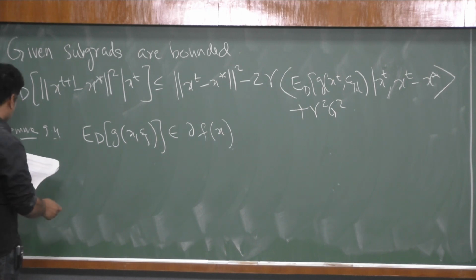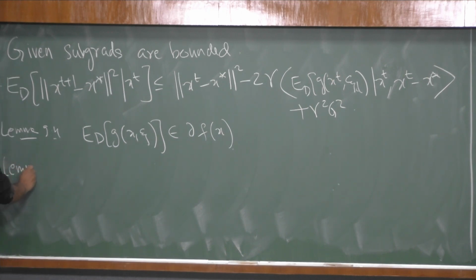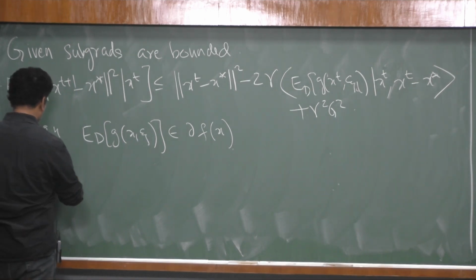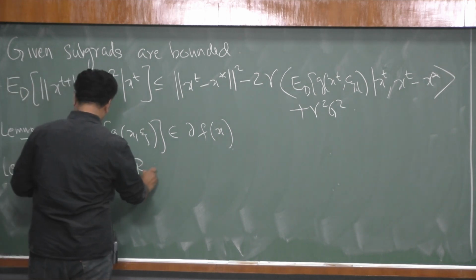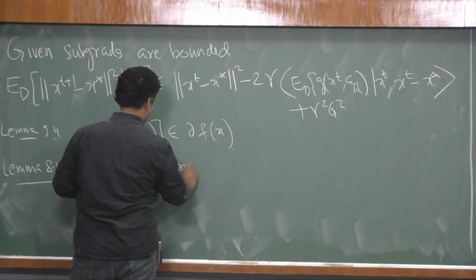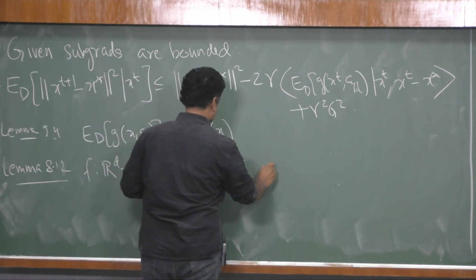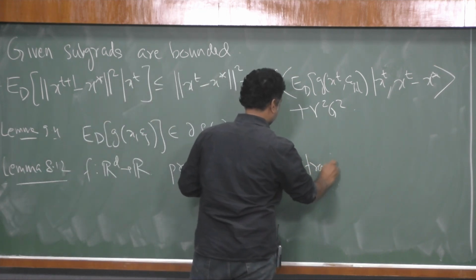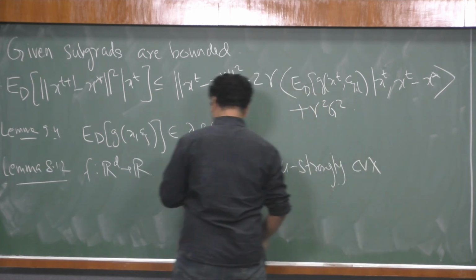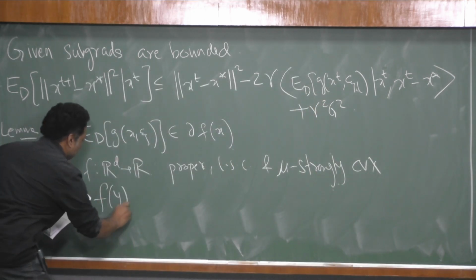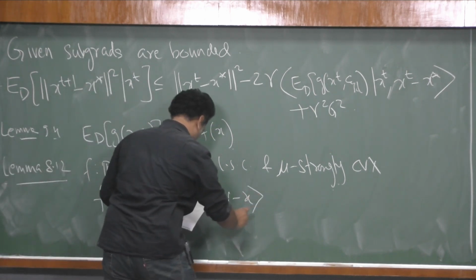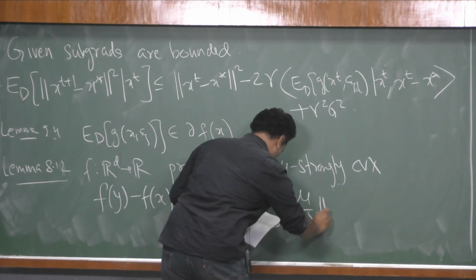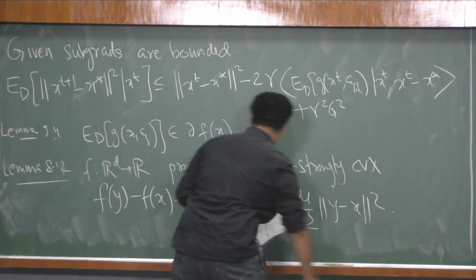So mu strongly convex was lemma 8.14, I mean lemma 8.12 in the notes. That says: f from R^d to R, proper, LSC and mu strongly convex. Then what it satisfies is this: f(y) minus f(x) minus eta times (y minus x) is greater than or equal to mu by 2 norm of (y minus x) whole squared.